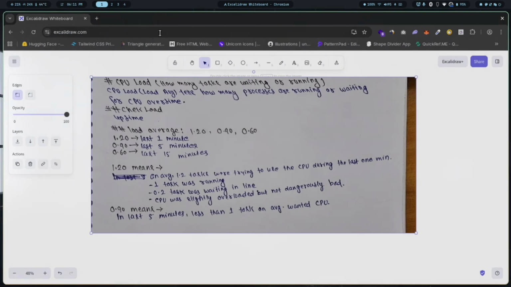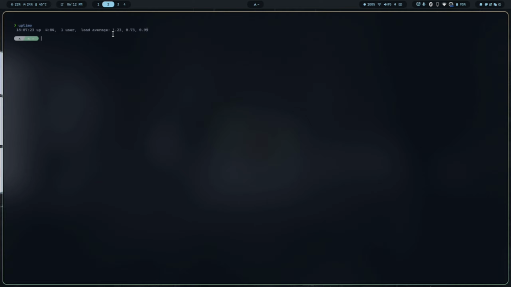So that's how you can understand what CPU load is. CPU load basically means how many processes are running or waiting, the processes that want to use the CPU. So this is a short video, an introduction to CPU load, how you can check it and how you can know the load average of the last 1 minute, the last 5 minutes and the last 15 minutes.